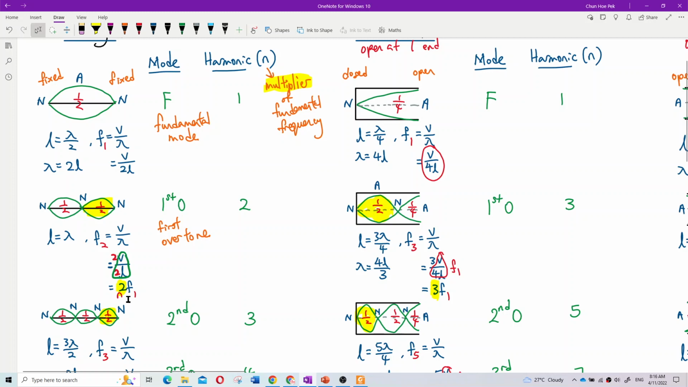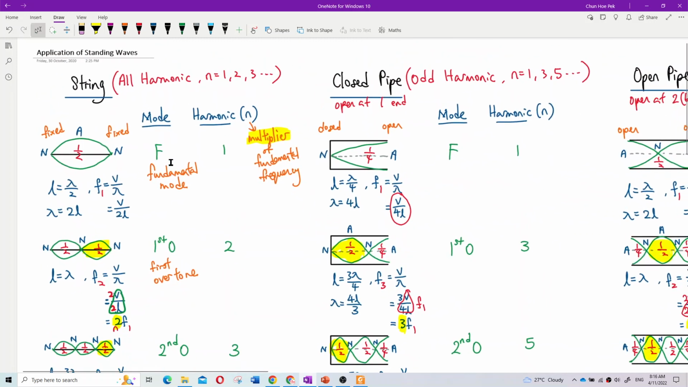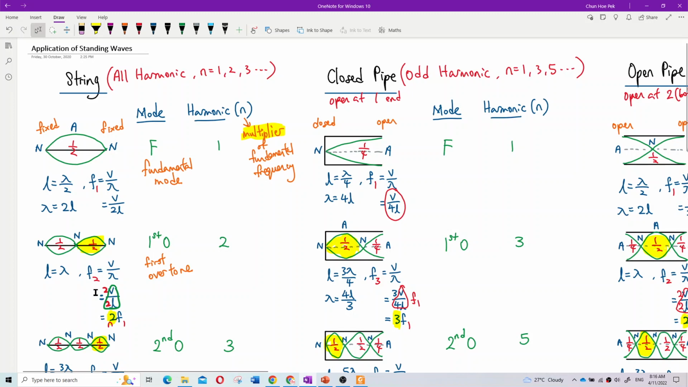2 times. Yeah. So this frequency is 2 times the fundamental frequency. You see that? This F2 is 2 times the fundamental frequency. So let's say the string, this 2 times the fundamental frequency means what? Means the pitch of the sound is twice higher than the fundamental mode.